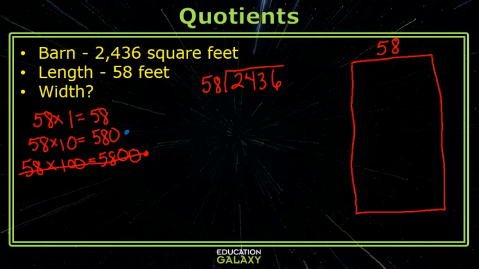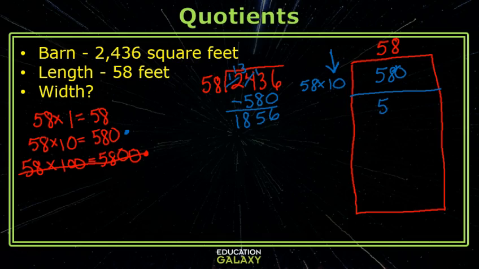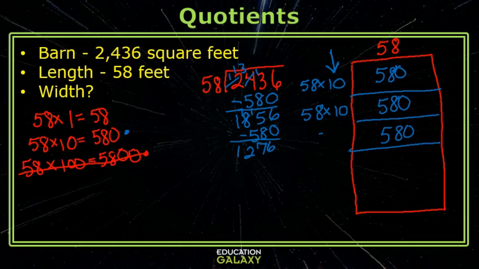I'll begin by taking out an area of 580. So I'll write the 580 in my area model. I'm going to write 58 times 10 to keep up with my partial quotients. And this is my partial quotient. And then I subtract the 580. I'll keep taking out areas of 580 and subtracting until I have an area less than 580. So I just keep repeating this process.